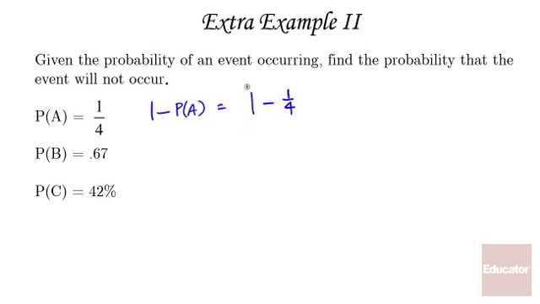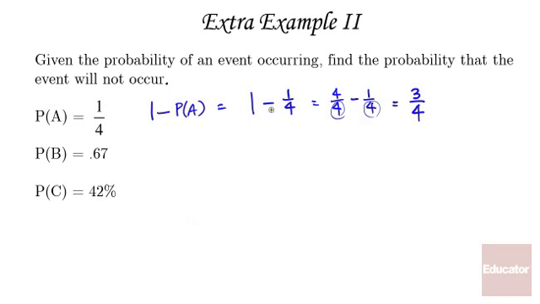So again, change this whole number, it's 1, so the top number and the bottom number have to be the same. So I want to change this to a fraction, and the denominator has to be a 4. So it'll be 4 over 4 minus 1 over 4. Again, I made it 4 over 4 because it has to stay a 1, and the denominator has to be the same. So this is 4 minus 1 is 3 over 4. So if the probability of an event occurring is 1/4, then the probability of the event not occurring is 3/4.